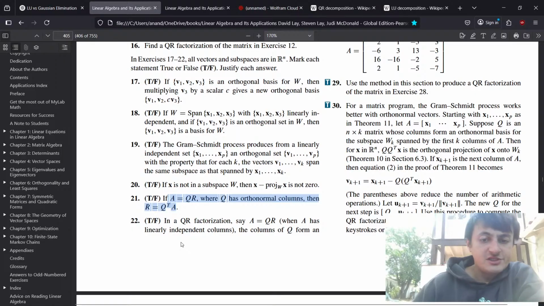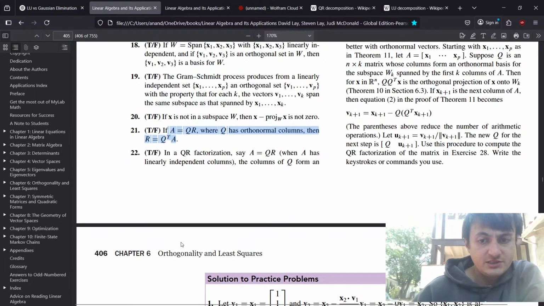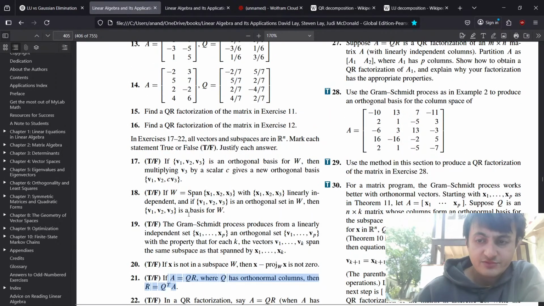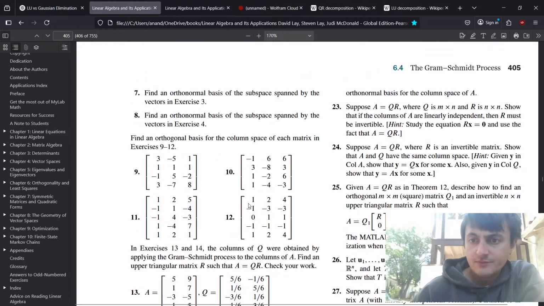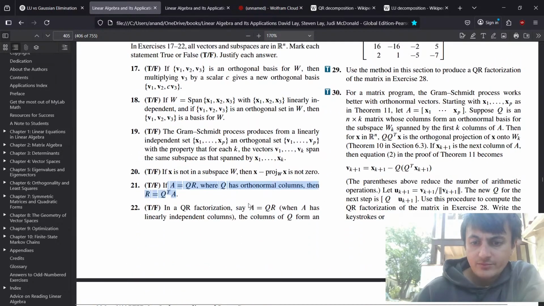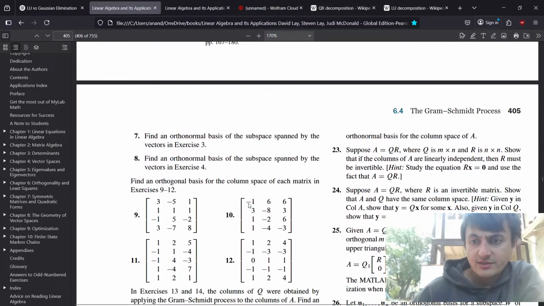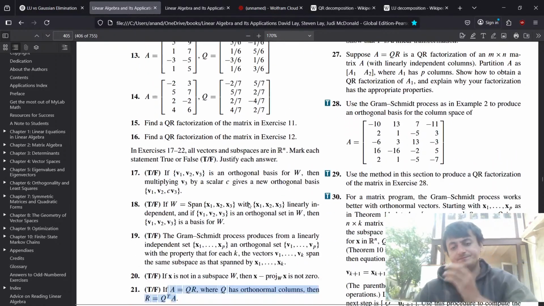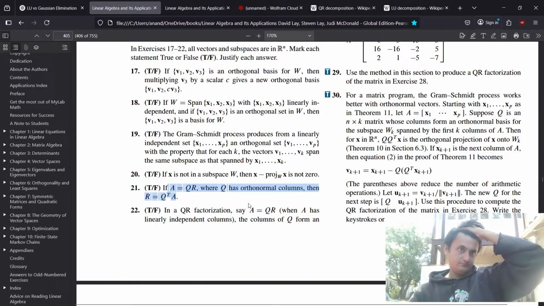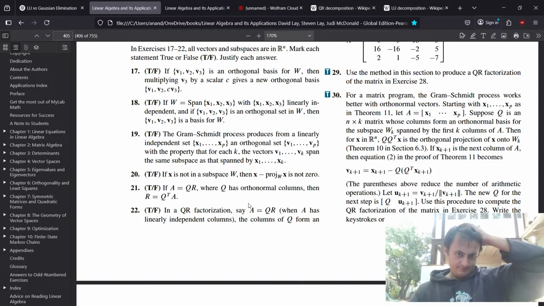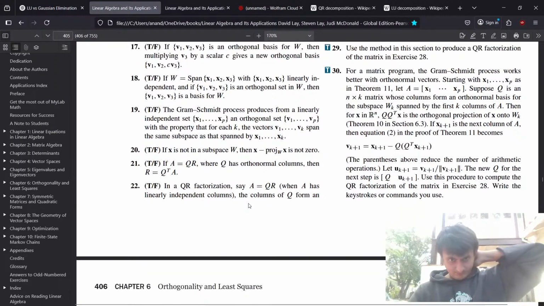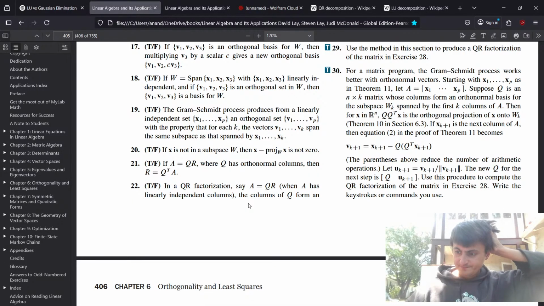In a QR factorization, say A equals QR, where A has linearly independent columns, then the columns of Q form an orthonormal basis for the column space of A. Yes. So that's true.